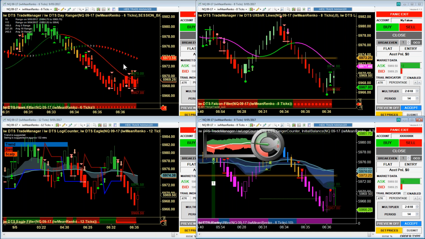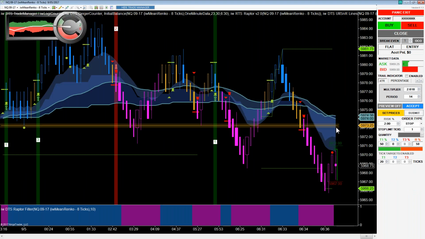We're working a first micro-macro cross signal to short here on the Hawk. Halfway through a trend change signal on the Falcon. That means we should be getting a cloud crossover signal here on the Raptor as well.